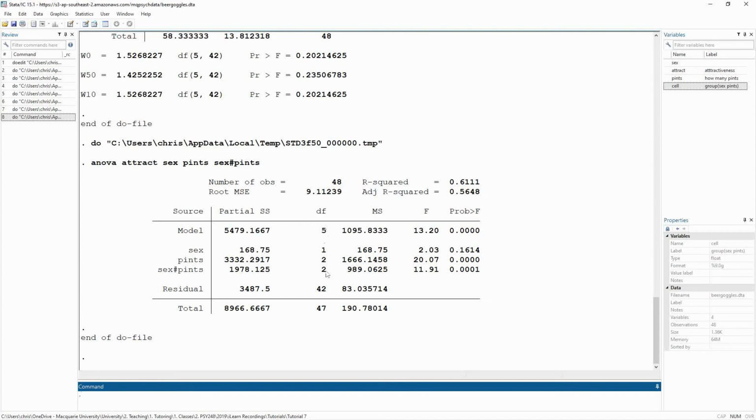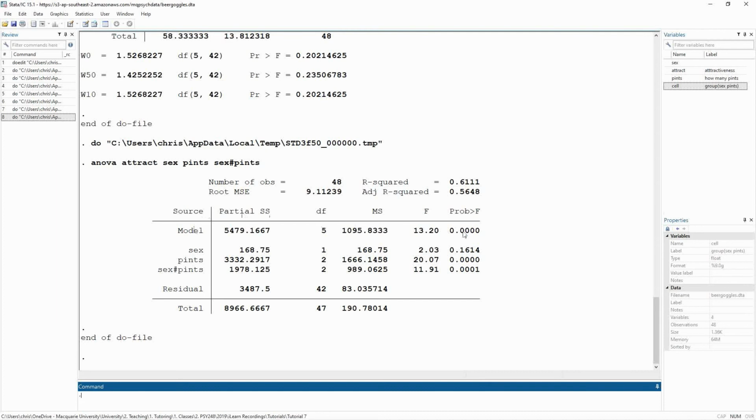The degrees of freedom are added up, so 1 plus 2 plus 2 is 5. Then if we take partial sums of squares divided by the degrees of freedom, I get a mean sums of squares of 1095. If I was to divide 1095 by the residual, I would get 13.20. And if I compared that to an F table, which we're not doing today, but we will do in the future, I would see that that is larger than its critical F. And I know this because my p-value is significant.